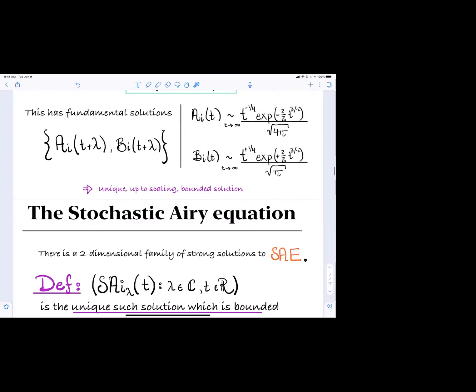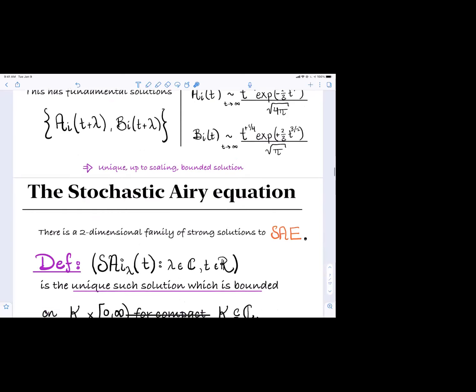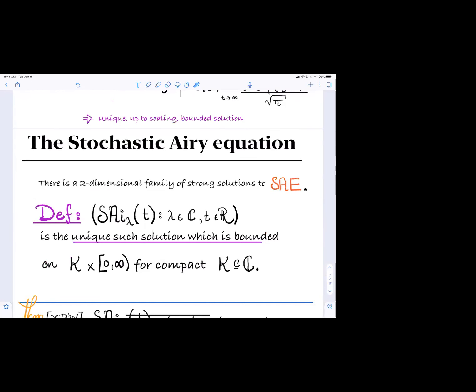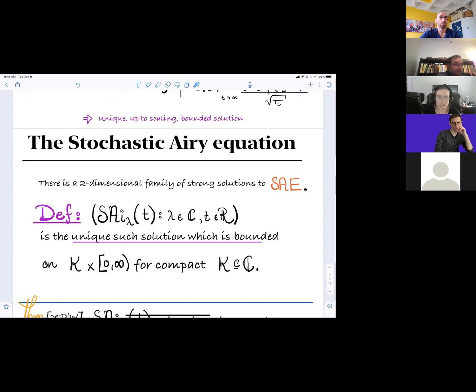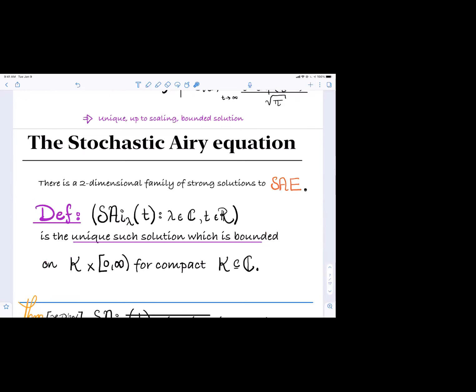Now we have to prove that there is such a thing. First of all, this is a two-dimensional linear equation. It has a two-dimensional family of strong solutions if you view it as an Ito equation. And this object could be defined as the unique solution which is bounded. And bounded now means on compact sets of lambda in the complex plane crossed with semi-infinite intervals of time. So that's enough to define it.